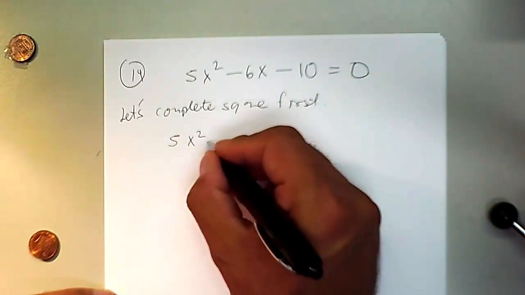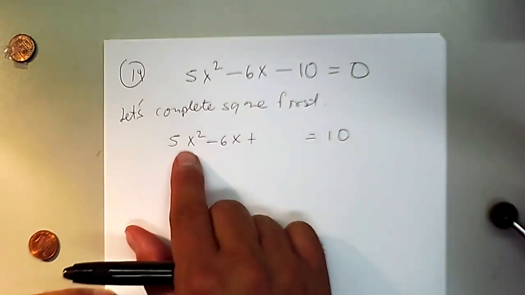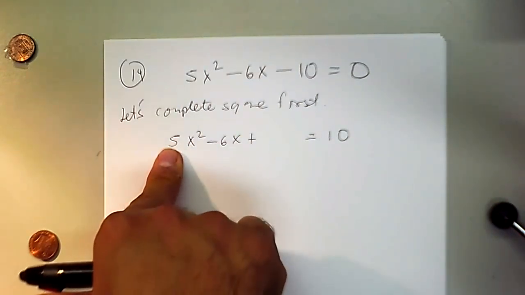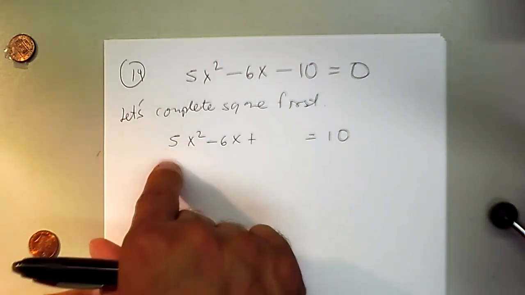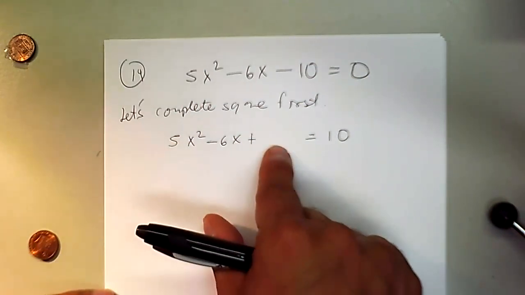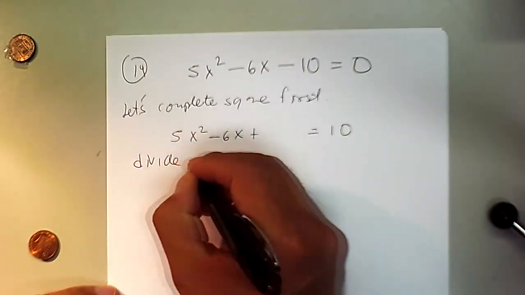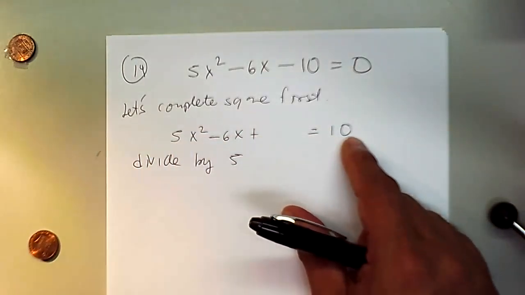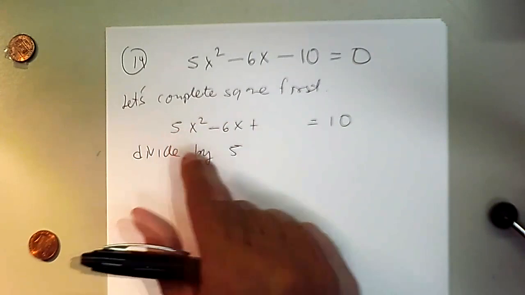5x squared minus 6x plus blank equals 10. Now, completing the square does not work if we don't have a coefficient other than 1. We have to have a coefficient for x squared that is 1. If we don't have a 1, completing the square will not work. So we have to get rid of the 5. We have to divide by 5. We cannot complete the square as is. Alternatively, we could factor the 5 out, but let's just divide by 5.